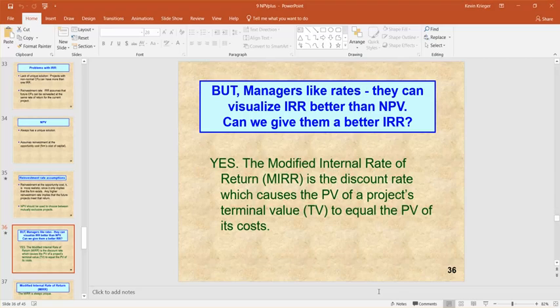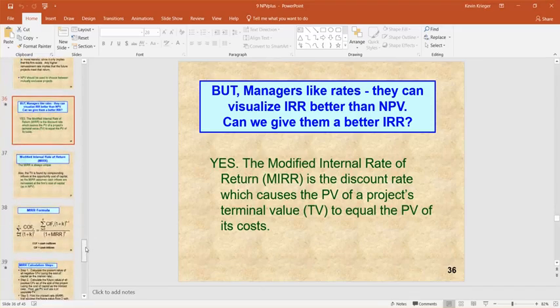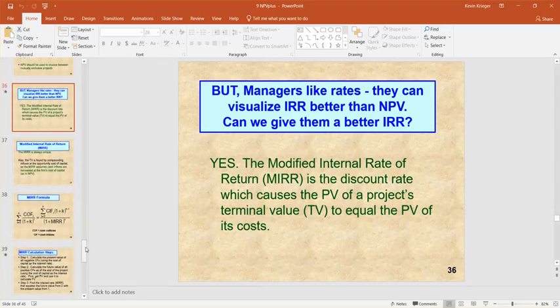Managers like IRR. They like rates. They're easier to understand than when we're talking about things in $10 million versus $100 million. There are a lot of folks that have scaling issues with that. So when you're telling the tale of company performance, it's common to want to talk about things in terms of rates of return. But the IRR has some problems with it, as we've discussed. For example, non-normal cash flows that you can't use the IRR to attack.